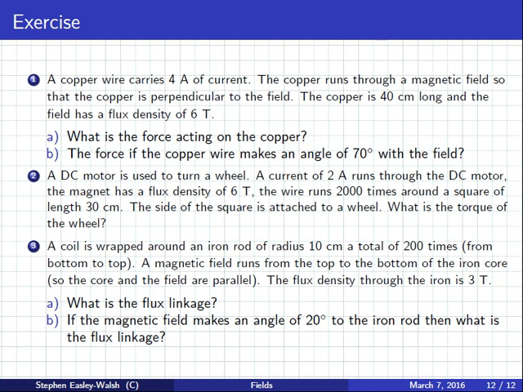Part A or part B? Are you having trouble with the first one, Fran? Too much English or too much maths?